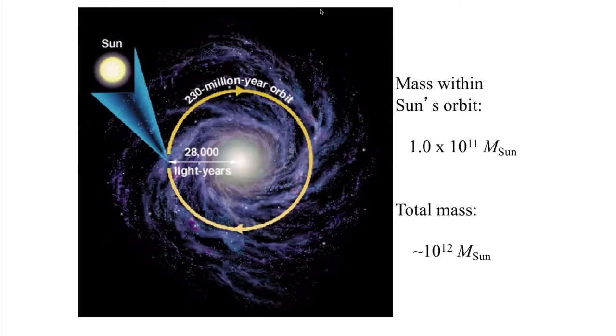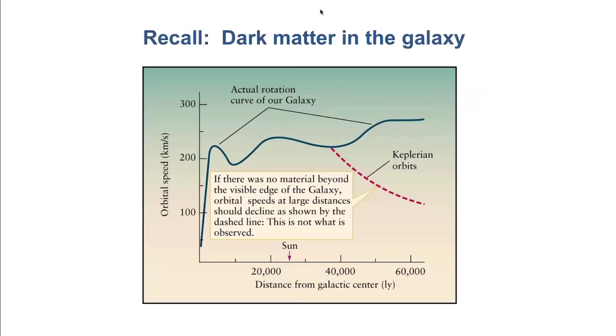And in fact, when you do this for objects that are at the far edges of the galaxy, you get a total mass of the galaxy that's about an order of magnitude larger than the mass that is in our orbit. It's on the order of 10 to the 12 solar masses, a trillion solar masses, which is a factor of 10, again, above what's inside our own solar orbit. And this is another diagram that we saw from before.